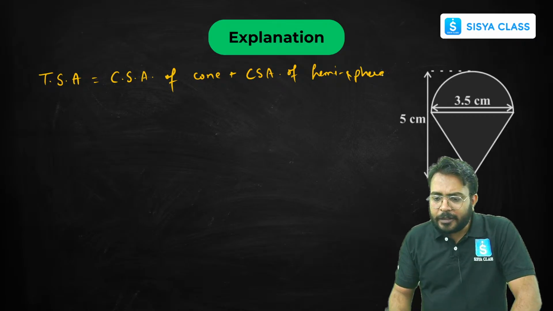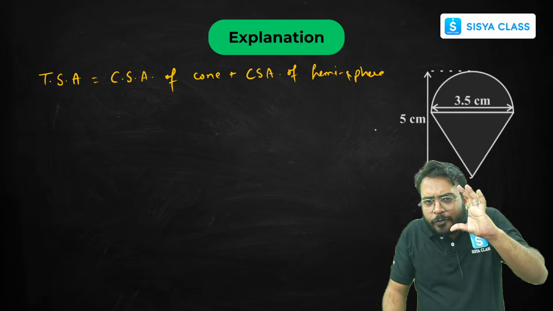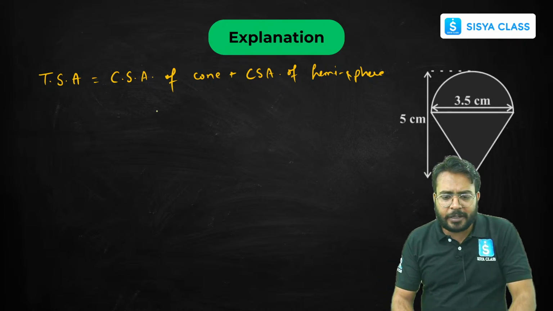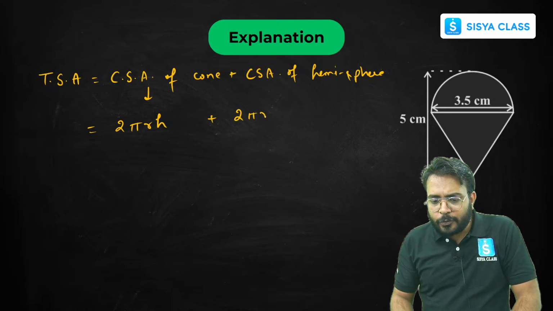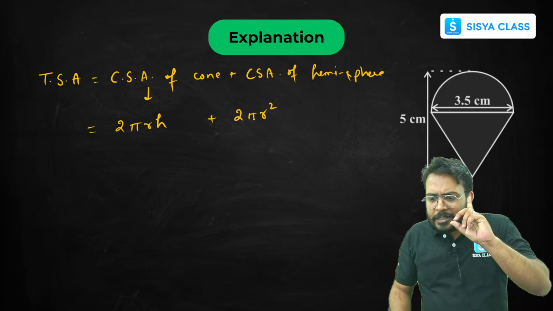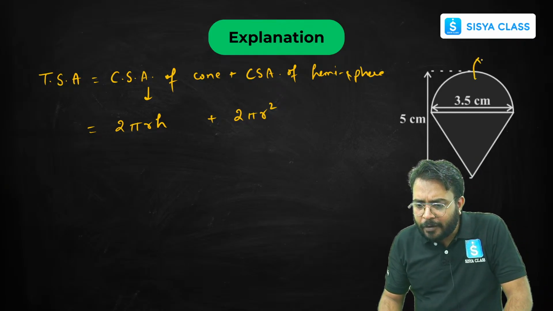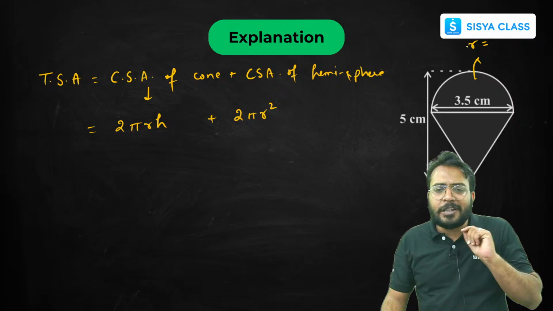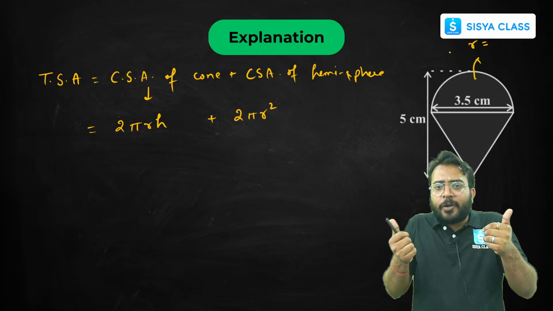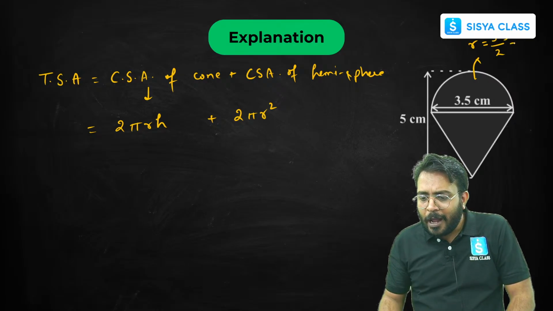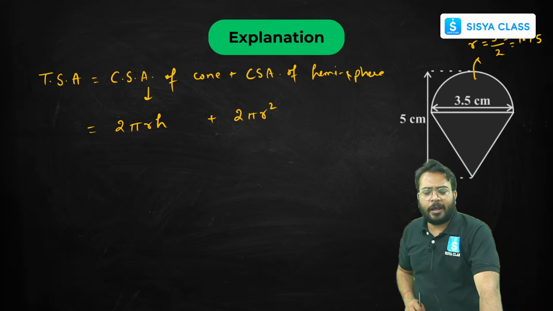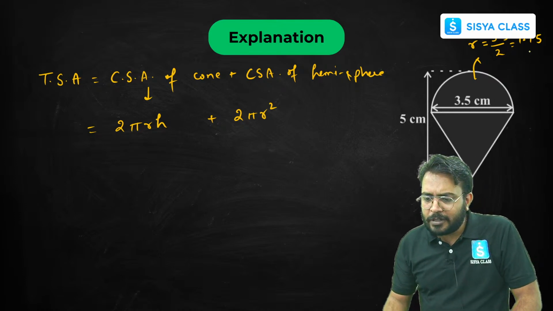Now, what is going to be the height of your cone here? The curved surface area formula is going to be 2 pi r h, and it is going to be 2 pi r square, right? Here r is given directly. The diameter is given as 3.5 centimeter, so half of that, the radius, is going to be 3.5 by 2, and that is going to be 1.75 centimeter, all right.